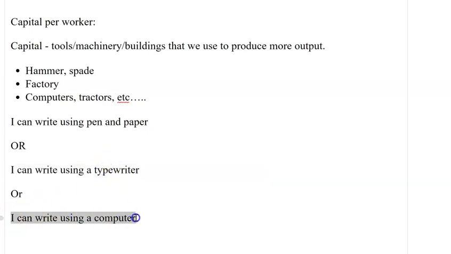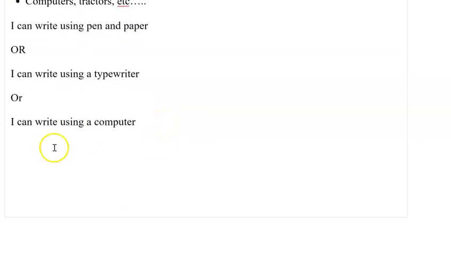With a computer, I can actually write much faster. I can also edit as I go and revise my writing as much as possible before I submit the main paper. So I can see that I have the same labor. I'm putting in hours into writing this document, but a computer will make it much faster. So if I have a computer, I can write much faster.